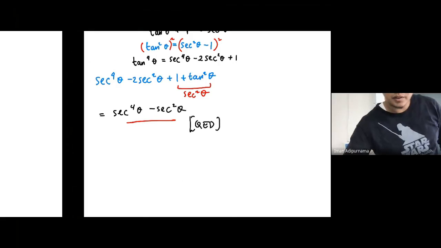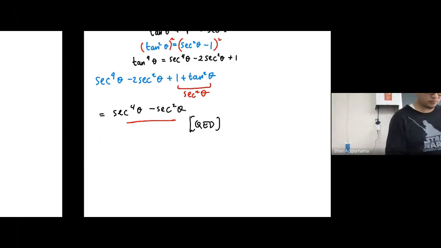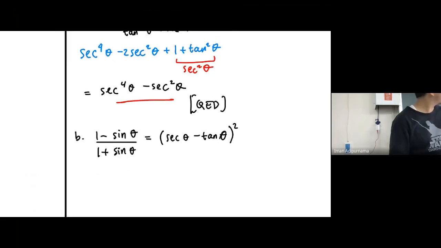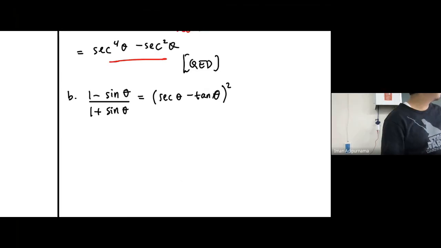Number B is (1 minus sine theta) over (1 plus sine theta). This should be equal to secant theta minus tangent of theta. Okay, now number 2.